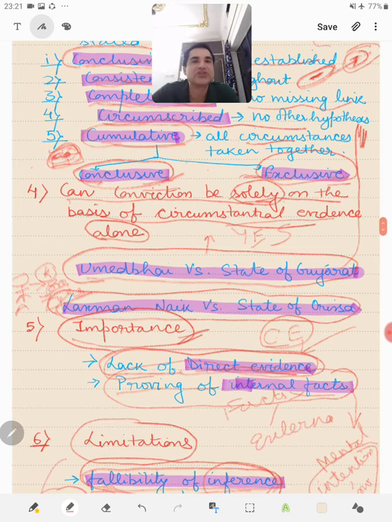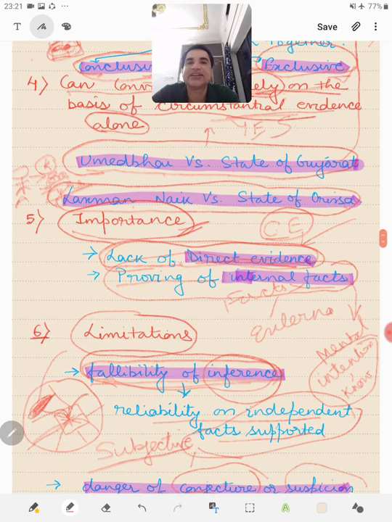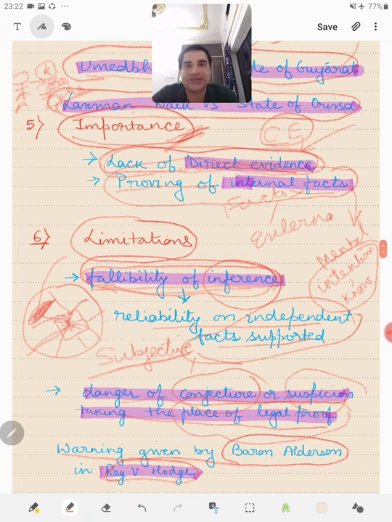Now, can conviction be solely on the basis of circumstantial evidence alone? In Umedbhai versus State of Gujarat and in Lakshman Naik versus State of Orissa, in both cases it was held that yes, the conviction can be solely on the basis of circumstantial evidence, provided it is conclusive and exclusive in nature and adheres to the 5C principles which we have laid down. Then, critically analyzing it, we have seen its importance: where there is lack of direct evidence, it is an important piece of evidence.